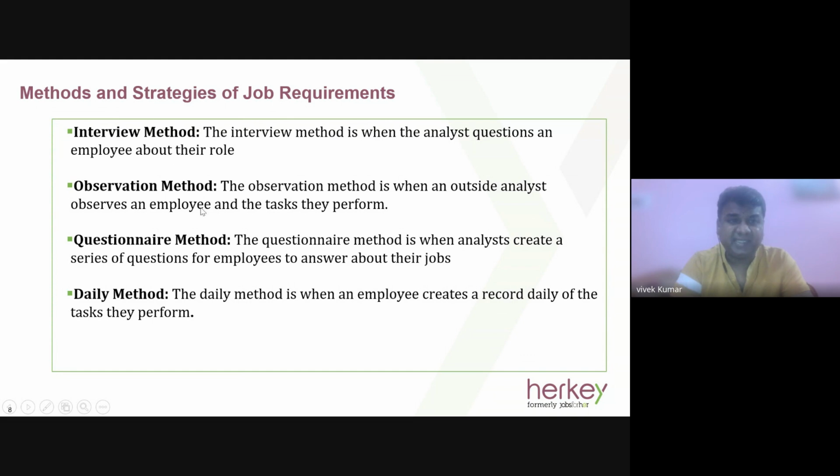Now, the second method could be the observation method. The observation method could be helpful for more non-technical work, wherein the nature of work is interpersonal communication, calls, meetings, presentations, supervising and that kind of thing. So what someone can do is observe that employee and see what tasks they are performing.